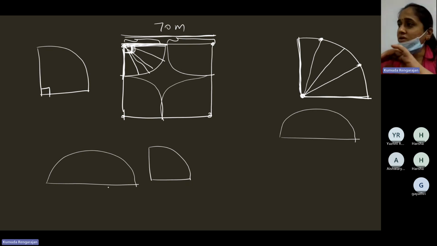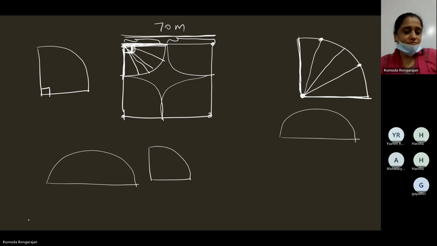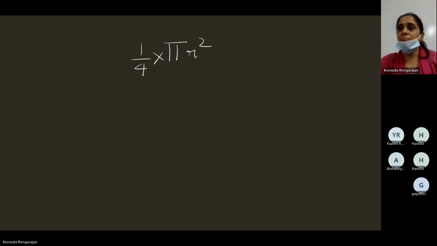So what are the two things we have here? Square and quadrant. For the square, we know the side is 70 meters. So the area of the square field is 70 into 70, 4,900 meters square. Next, we have to find the area of all the four quadrants. Area of one quadrant: area of a circle is pi r square, and a quadrant is 1/4 the area of a circle. So 1/4 into pi r square is the area of a quadrant.